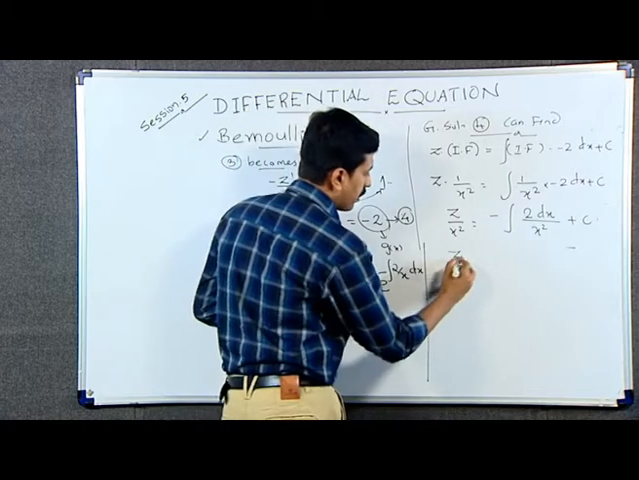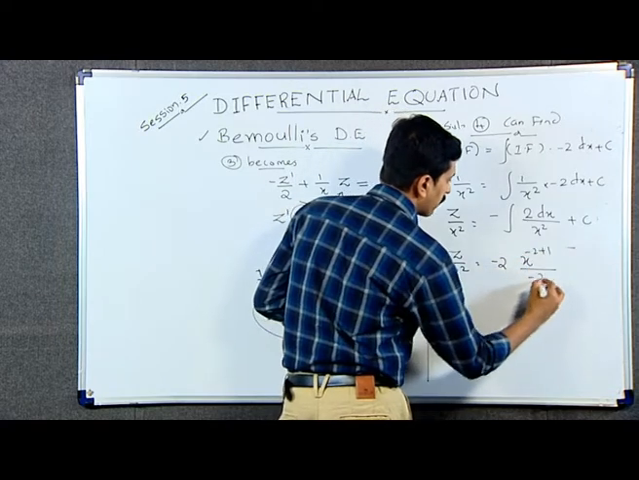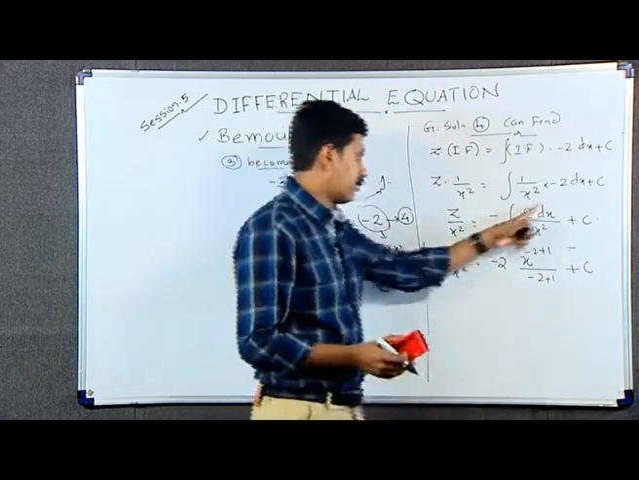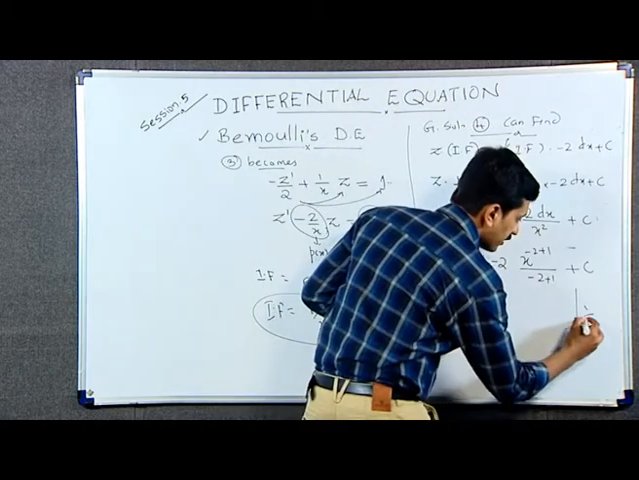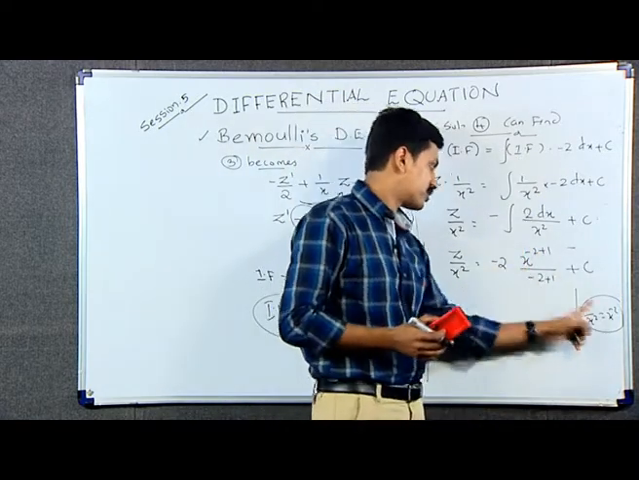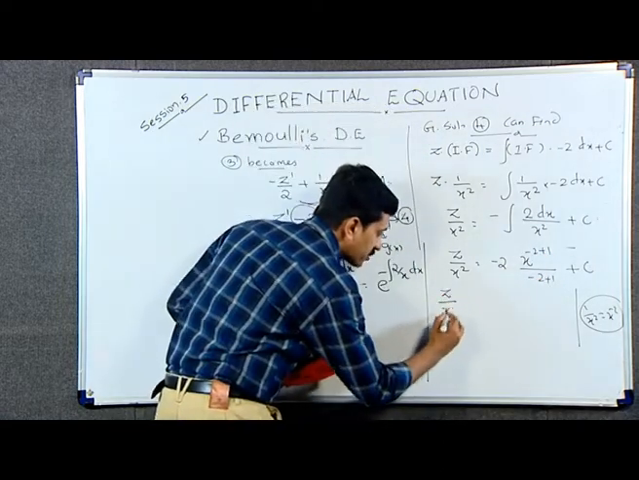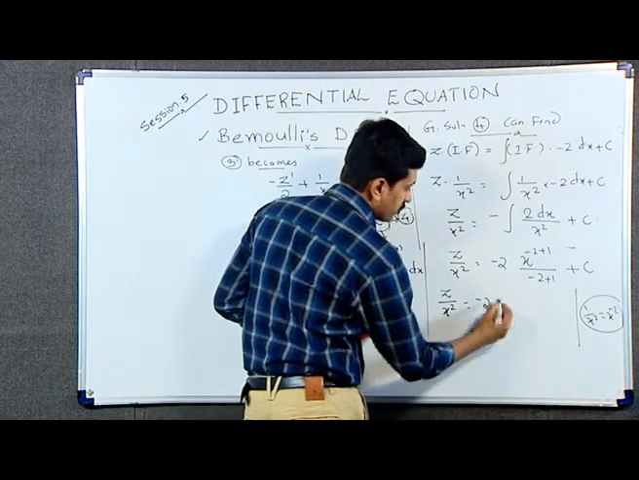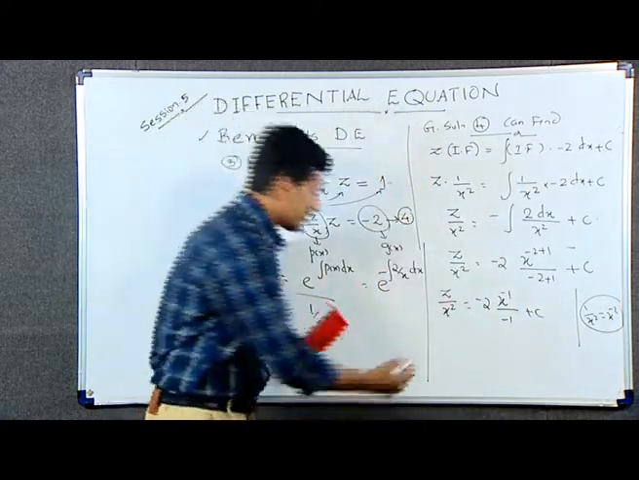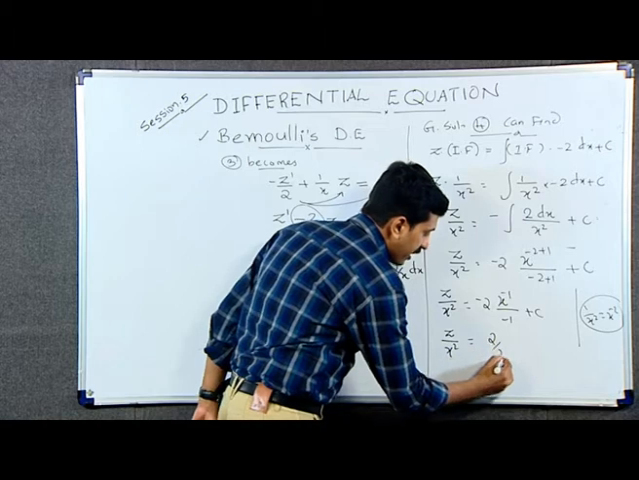See what will happen: z divided by x square is equal to minus 2 x raised to minus 2 plus 1 divided by minus 2 plus 1, plus c. We can treat 1 by x square as x raised to minus 2. The integral of x raised to n is equal to x raised to n plus 1 divided by n plus 1. Therefore, z divided by x square is equal to minus 2 x raised to minus 1 divided by minus 1 plus c. Therefore, z divided by x square is equal to 2 by x plus c.